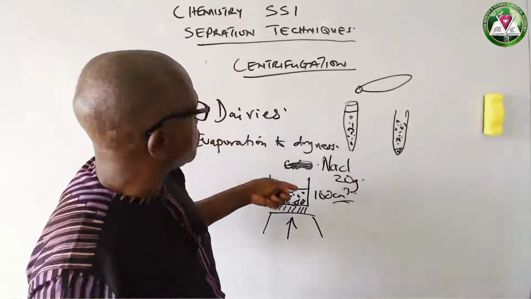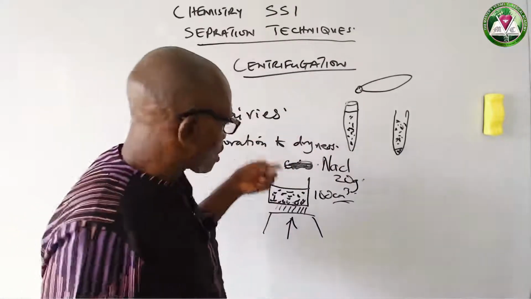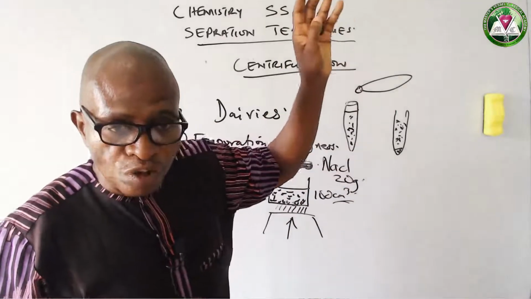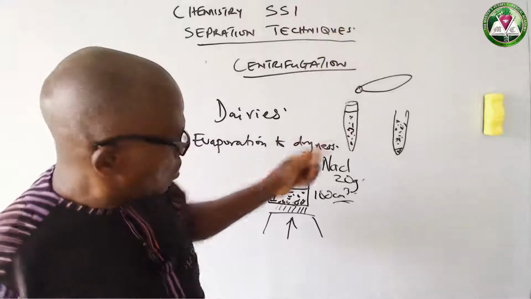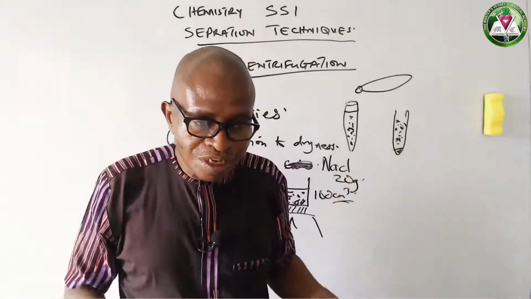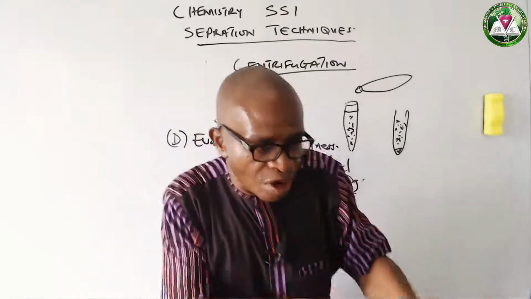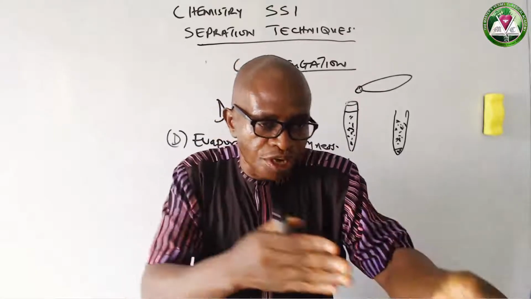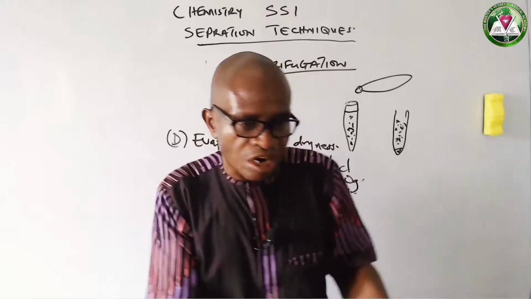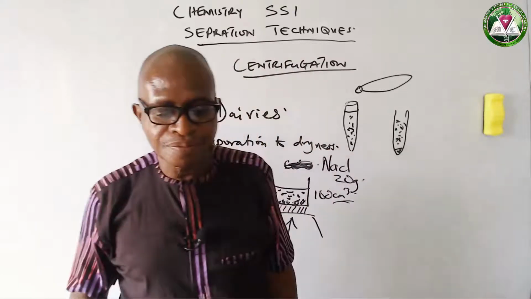One of the disadvantages of using evaporation to dryness is that you cannot recover your solvent because you let it out in the atmosphere. But the advantage of this method is that you recover all your solutes, because that 20 grams you dissolve in your beaker, at the end of the evaporation, you still recover your 20 grams. But if you use crystallization, at the end of it, you may get maybe 16 grams.